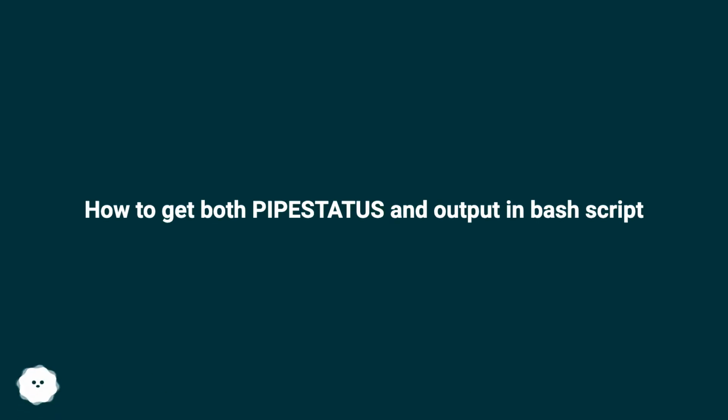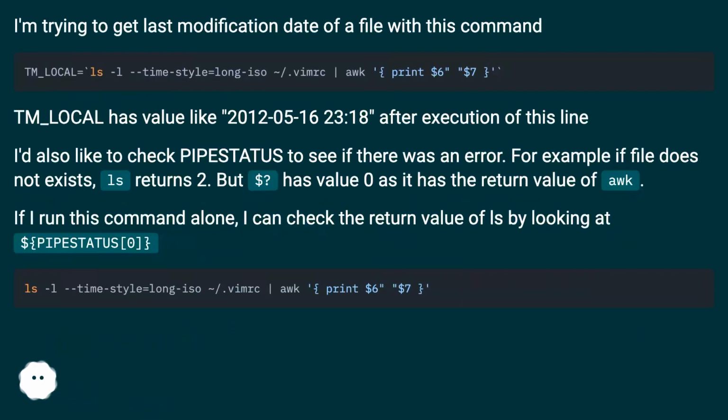How to get both pipe status and output in a bash script. I'm trying to get the last modification date of a file with this command. tm_local has a value like May 16, 2012 23:18 after execution of this line.